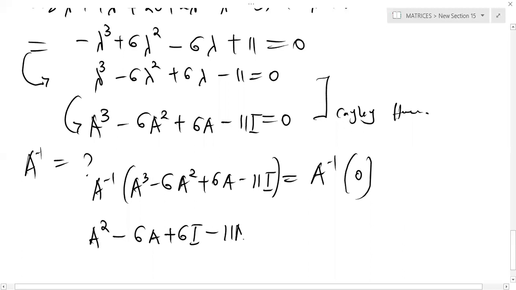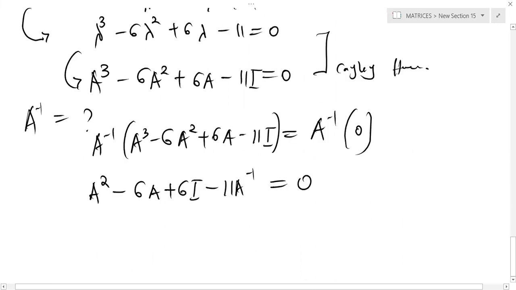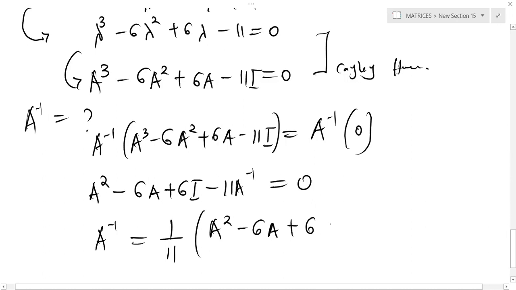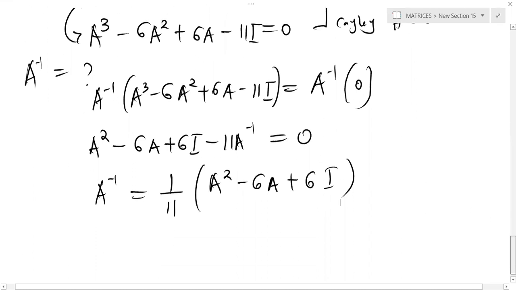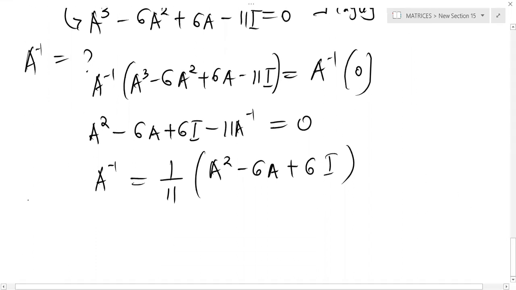So minus 11 A inverse is equal to 0. Let's make A inverse the subject of the formula. So we will have A inverse is equal to 1 over 11 into A squared minus 6A plus 6 identity. And what we want to get is obviously A inverse, so we will start by getting A squared, 6A, and then put all this together.